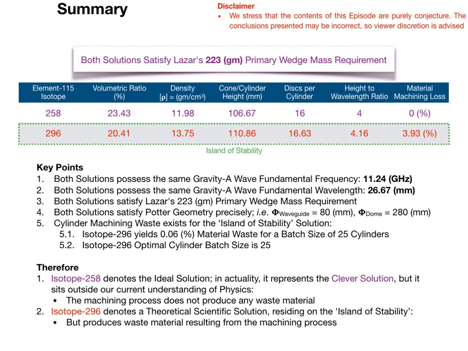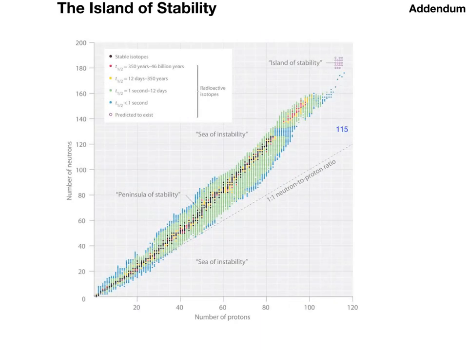Isotope 296 denotes a theoretical scientific solution residing on the island of stability, but produces waste material resulting from the machining process. We stress that the contents of this episode are purely conjecture. The conclusions presented may be incorrect, so viewer discretion is advised. For those viewers with enough endurance, we'll walk you through the manner in which we arrived at our forecast.